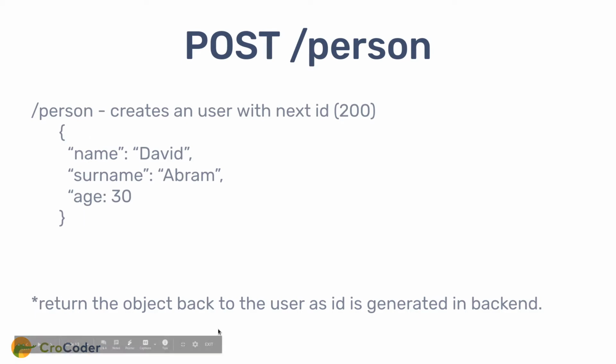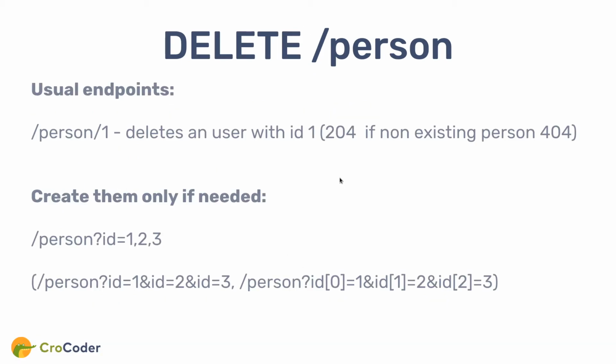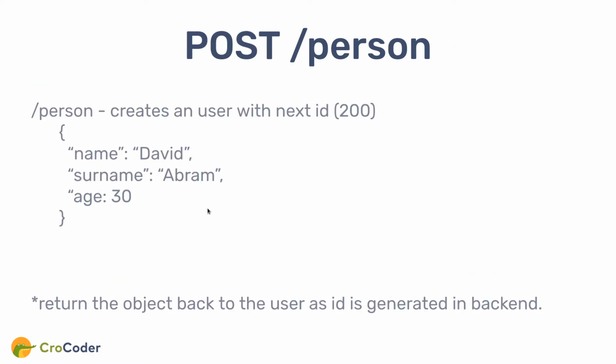You should probably return the object back with 200 because the ID is generated in the backend, and you should probably have the ID on the front end, so you can query with get by ID, so you can delete it because you know what the ID is, and so on.